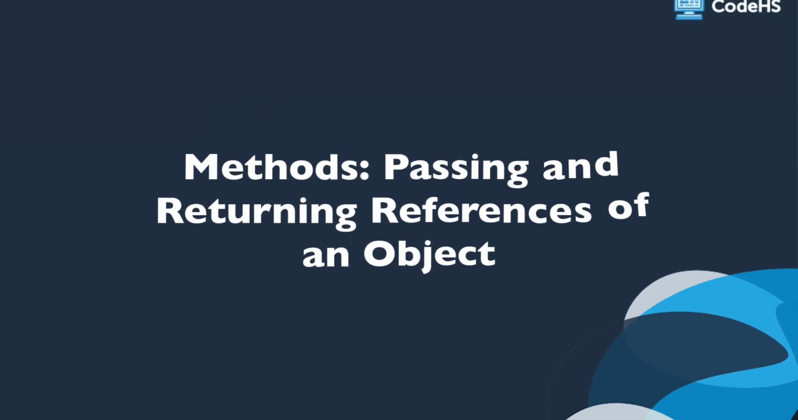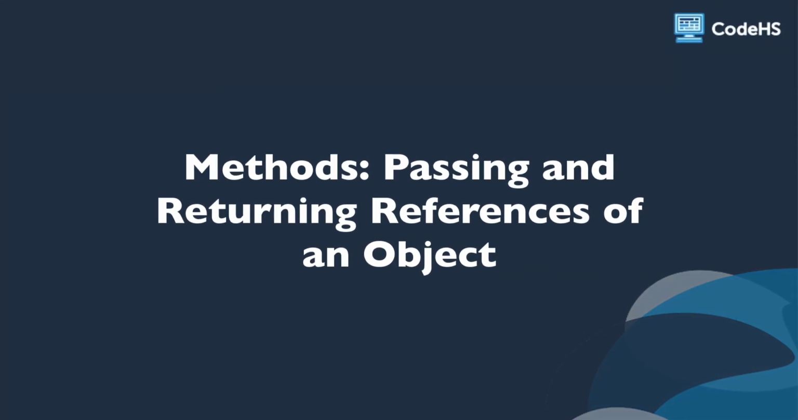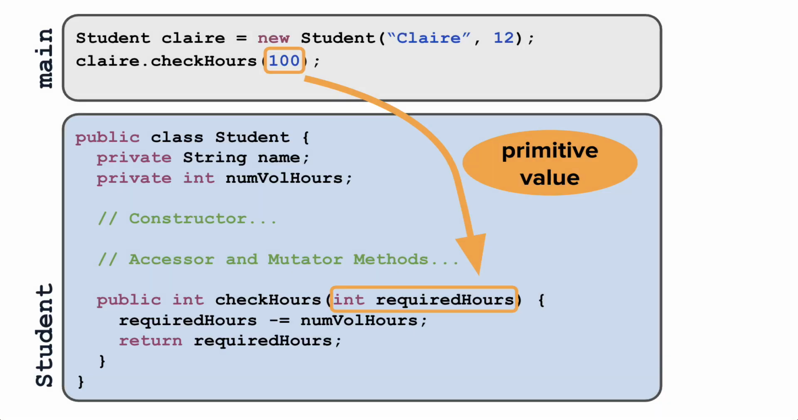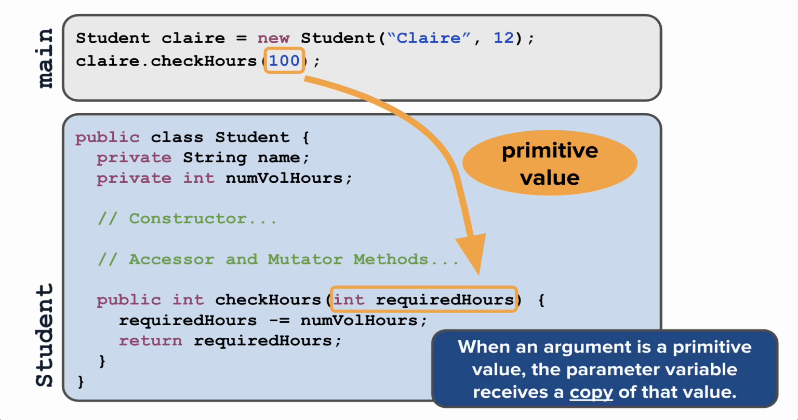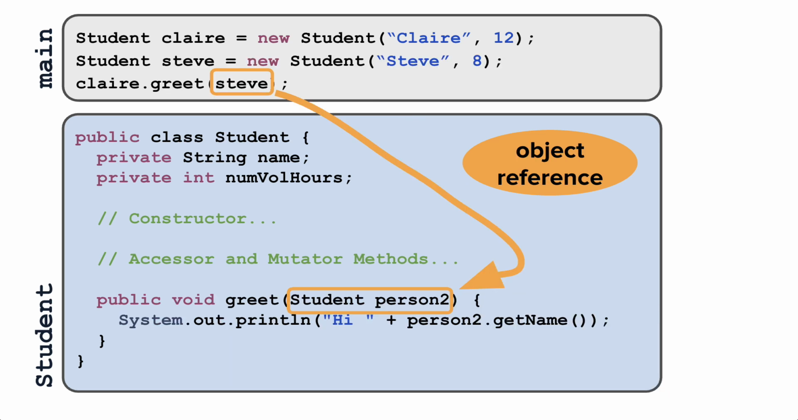Hi, in this lesson you'll continue to learn about methods, specifically passing and returning references of an object. In a previous lesson, you learned about defining and calling methods that use primitive values as their parameters and arguments. Remember that when an argument is a primitive value, the parameter variable receives a copy of that value. When an argument is an object, however, things are a little bit different. In this lesson, you'll explore how to use object references as your method parameters and arguments and see how they differ from their primitive counterparts.